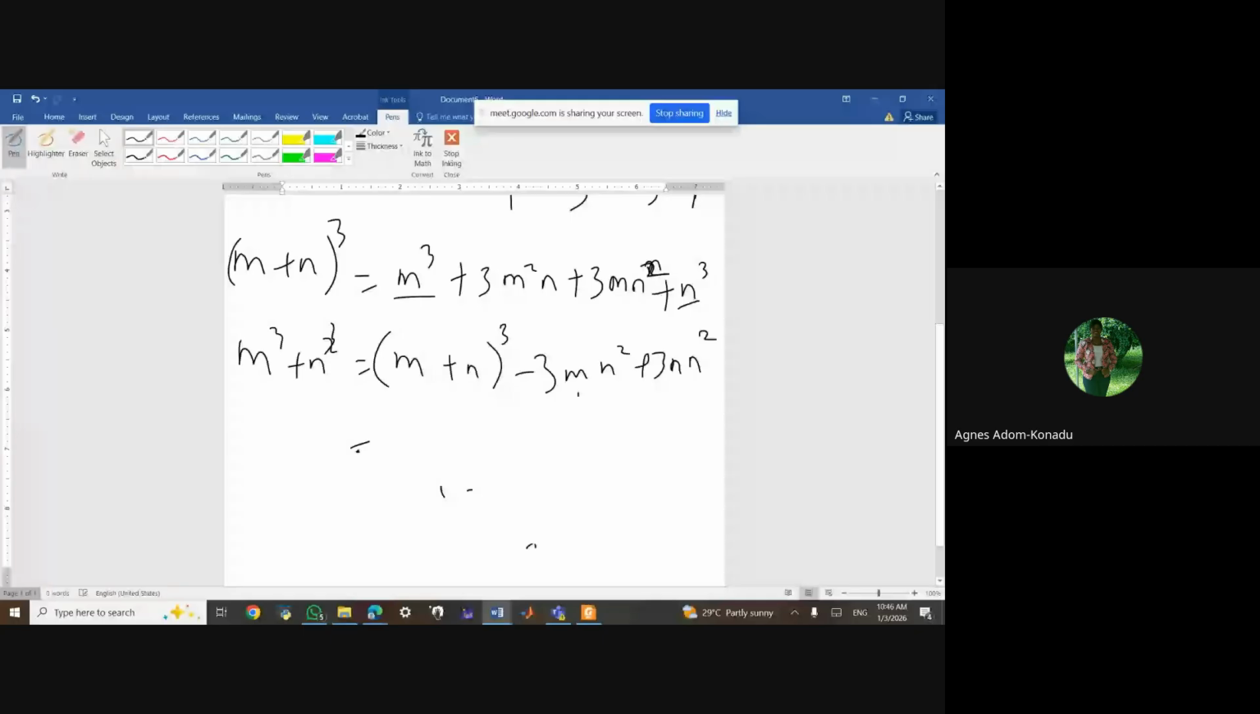So this is (m plus n) cube minus 3mn(m plus n). I have 3 here, so I can subtract 3mn. Then this will be left with n, and this will be left with m. So I have m squared n, and then I have m n squared. If I factorize this out, this will be left with m plus n.